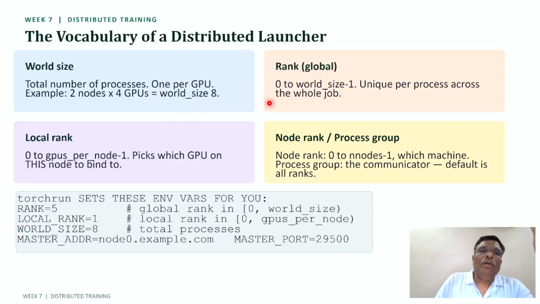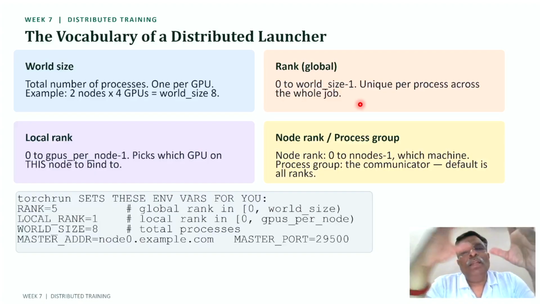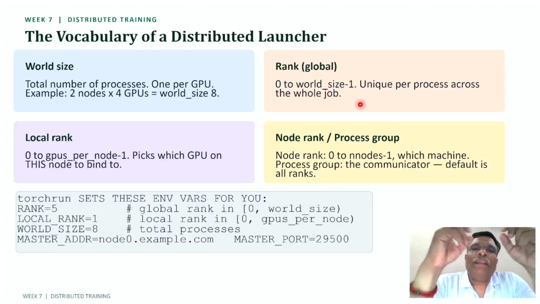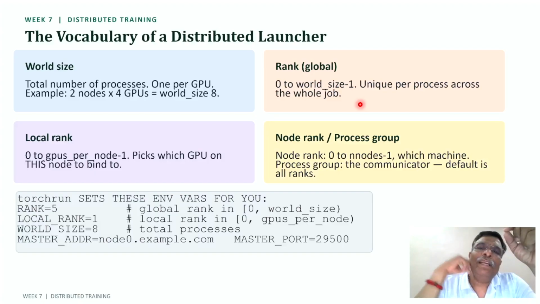Okay. Rank: 0 to world size minus 1, unique per process across the whole job. So this means, let us say we have a job and there are so many processes in total. We'll rank each process, right? People who have done MPI will be able to understand and correlate it better.